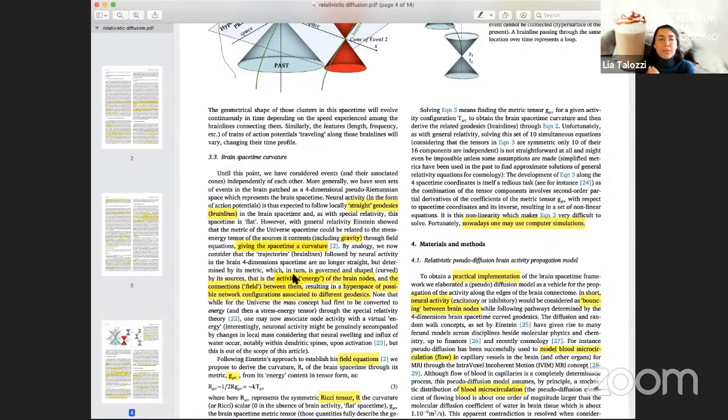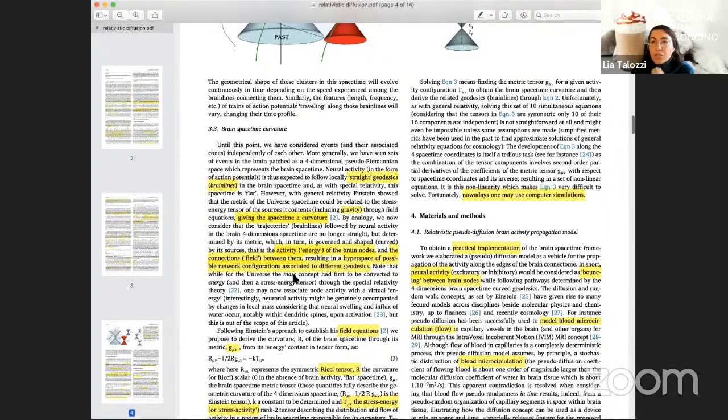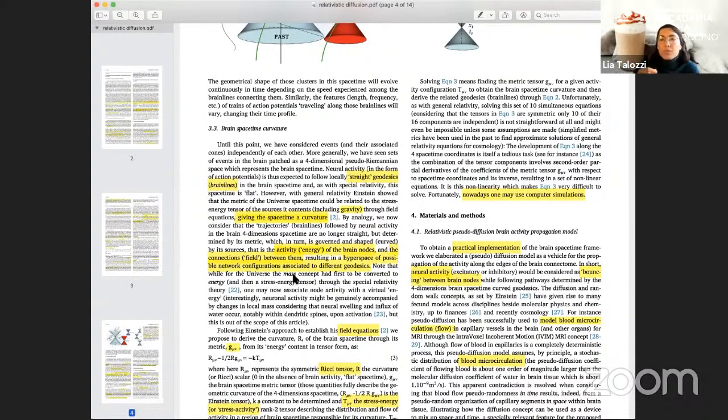So for example, a typical network measure that we usually talk about is the shortest path. So here we have to imagine, in this new framework with also time, not just the shortest connection path, but also the fastest.